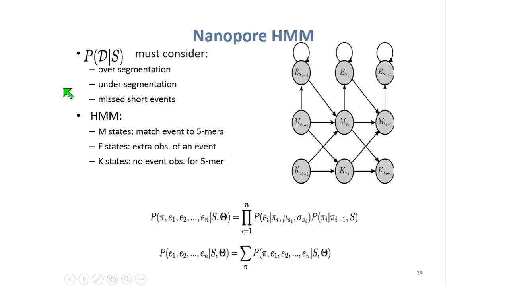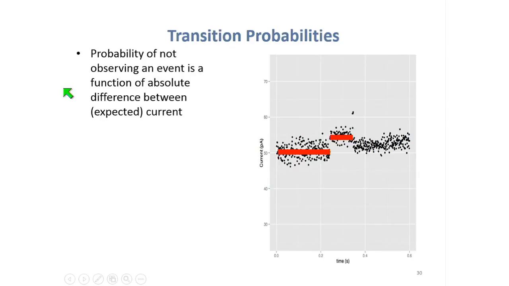So the model that Jared came up with actually has to consider various different issues: over segmentation, under segmentation, and missed events. And so, over segmentation, essentially, you're breaking up signal into multiple events when you should have one, and under segmentation, you're joining together events where there's actually only one. And so the model that he's devised accounts for all of those possibilities. And then it's just a question of training that on some test data where you know the sequence to set up all the probabilities. And what we find is that the probability of not observing an event is actually directly a function of the difference between expected current. So that's kind of intuitive.